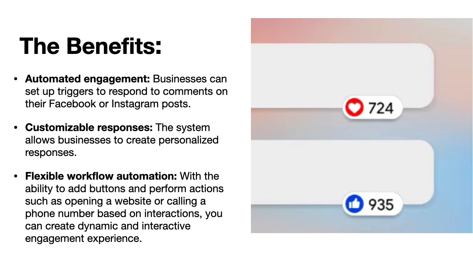Well, first of all, this is going to allow automated engagement. Now, businesses can set up triggers to respond to comments on their Facebook or Instagram posts. You can customize your responses. The system allows businesses to create personalized responses. And this is going to allow flexible workflow automations with the new ability to add buttons and perform actions such as opening a website or calling a phone number based on interactions.